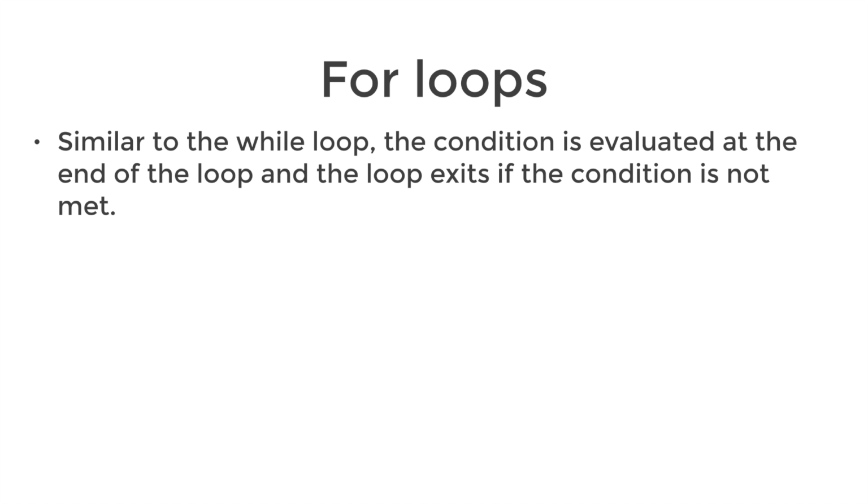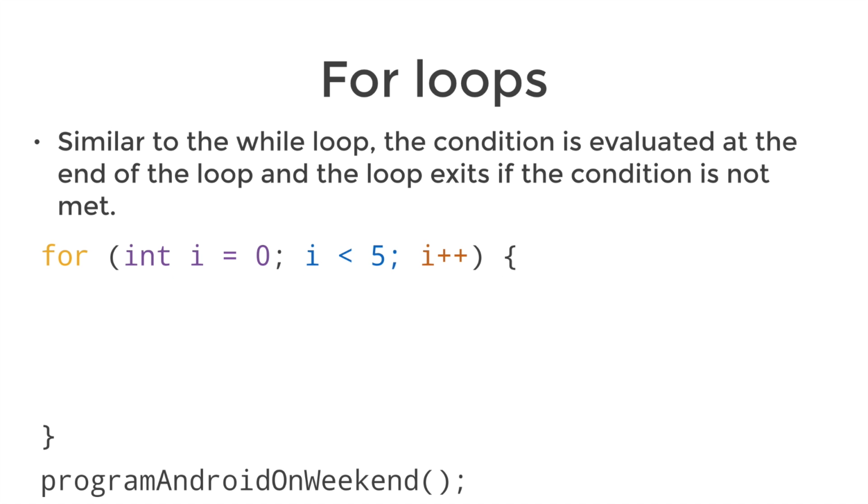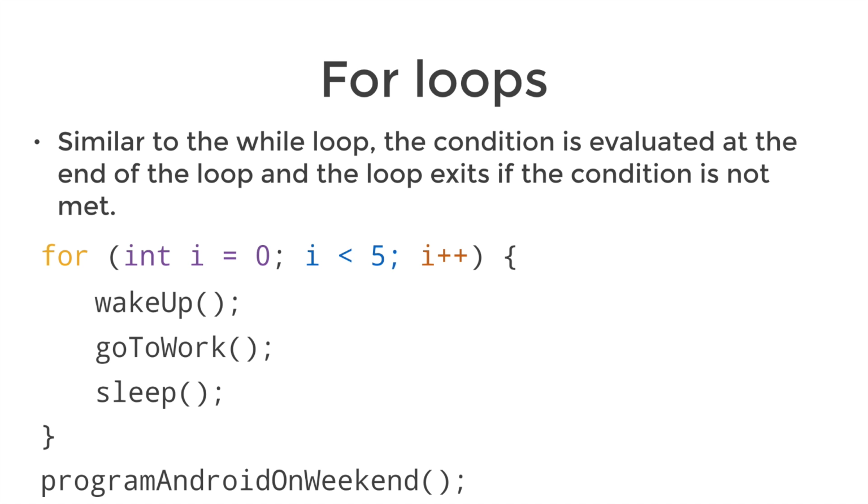So similar to the while loop, the condition is evaluated at the end of the loop and the loop exits if the condition is not met. Let's simulate in a for loop the average work week. We're starting with our counter I being initialized at 0, and we're gonna run it 5 times. We're gonna say I, as long as it's smaller than 5, we're gonna run the body of the for loop. In this case, it's wake up, go to work, and sleep.